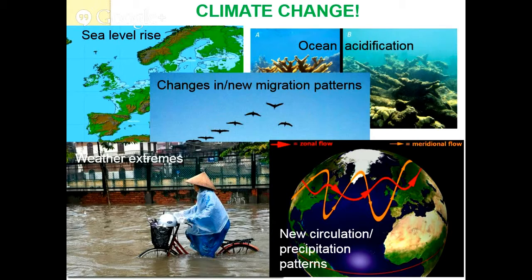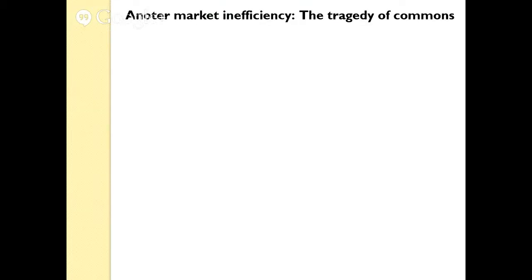So this is just as the climate limit is changed, and this is, well, kind of externalities that nobody, of course, is covering up. Nobody is paying for this. Well, we're going to pay, but in a different way. Another market inefficiency, something related with what we were discussing previously, the tragedy of commons.